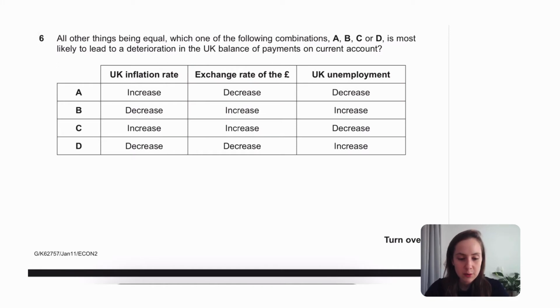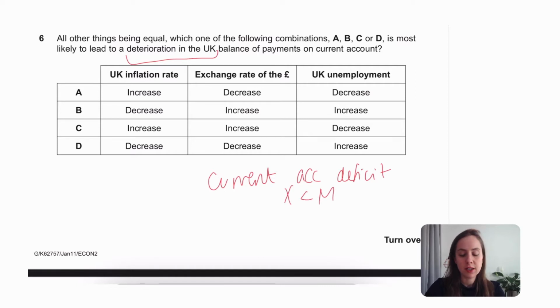Question 6: what is most likely to lead to a deterioration? Some context here: the UK has a current account deficit, which means imports are more than exports, or exports are less than imports. For that to deteriorate, we want that to get worse and worse, a larger and larger deficit. So we want X to keep falling or M to increase.